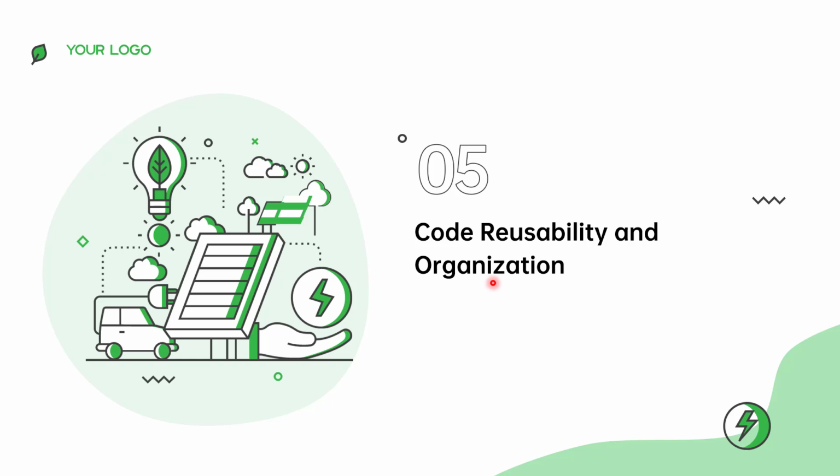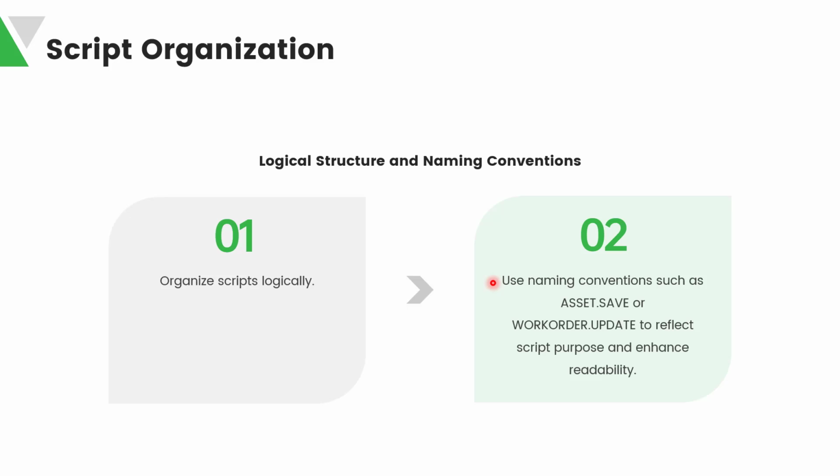Code reusability and organization. Okay, so organize a script logically. Try to use a logical structure and naming convention. Such as for naming convention, try asset.save if you want to save the asset, or update your recorder here to reflect the script purpose and enhance readability after that. So try to organize your script and use naming convention.